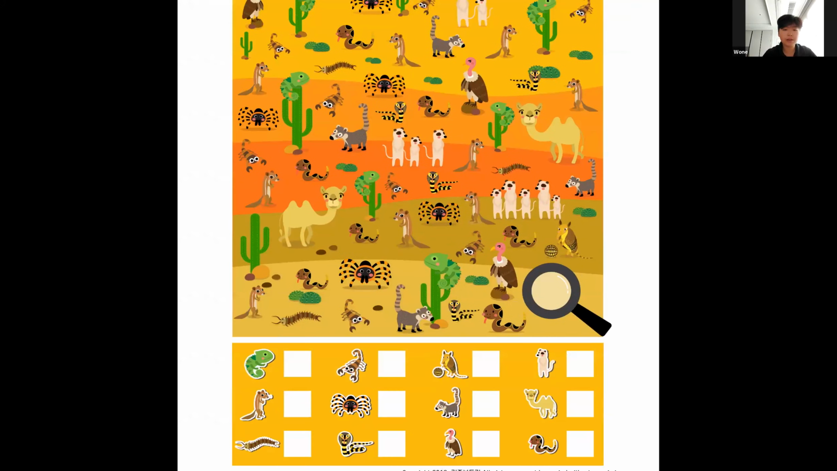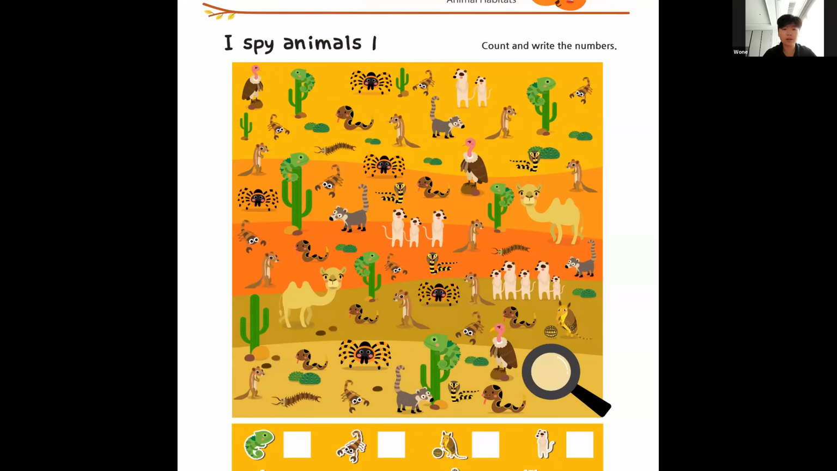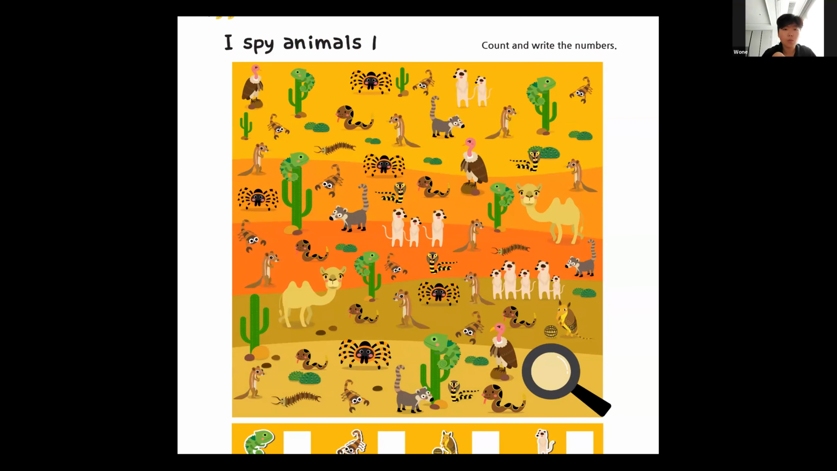So I spy with my little eye. We're going to find the first one, the chameleon or the lizard, right? So let's count. There's 1, 2, 3, 4, 5, 6, right? Is there more? No, I don't think so.